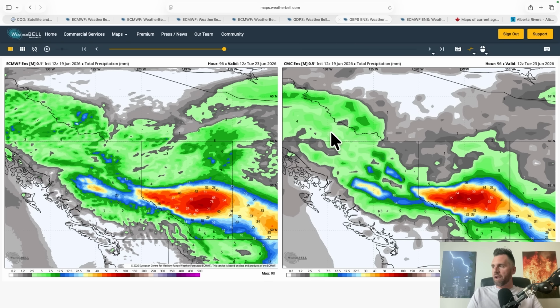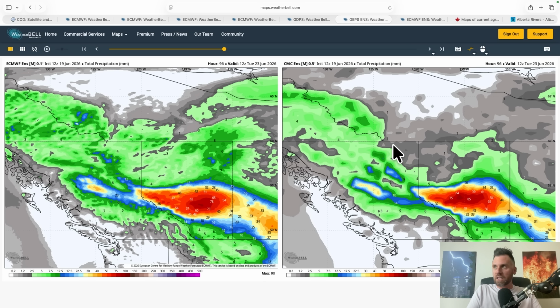We can also compare or look at forecast ensembles. You basically take the weather model, European on the left or the Canadian on the right, and you run it, say 50 times with slightly different initial conditions to account for natural errors that could occur in the observation network. And then you compare those different runs with themselves.